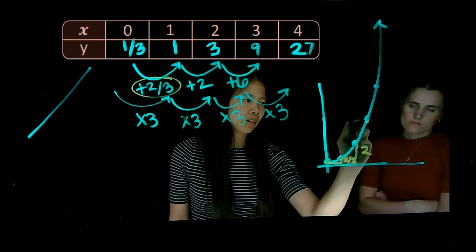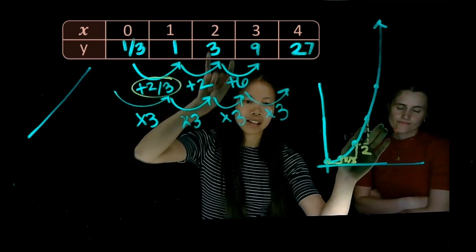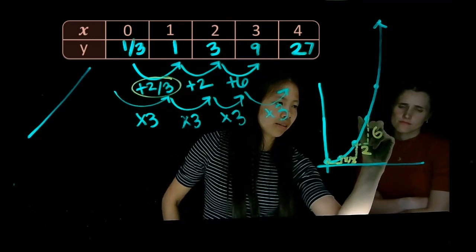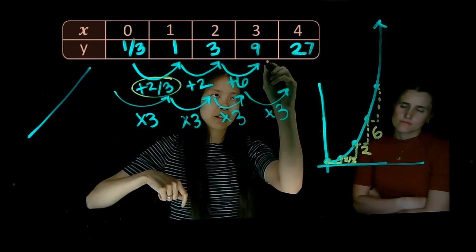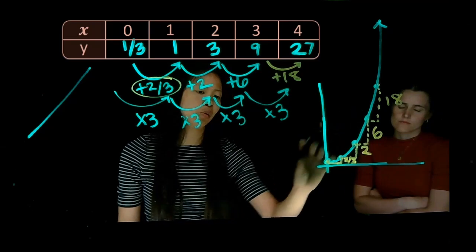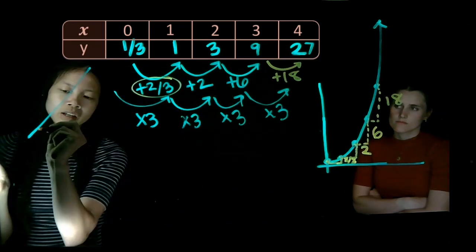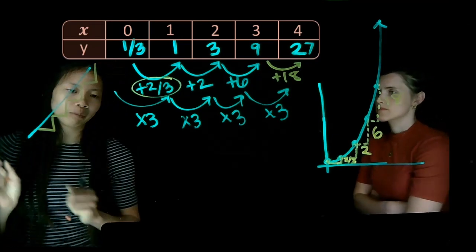Okay, what if I did the next slope triangle from 2, 3 and 3, 9? I see that my difference in height is now 6. And if I did my next one between 3, 9 and 4, 27, that is a difference of 18 here. And so we can kind of see how our slope triangle is changing, right? On a linear graph, our slope triangles are equal every time, right? Steady, it's growing at the same rate every time.